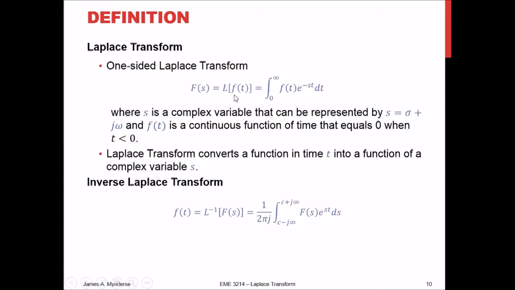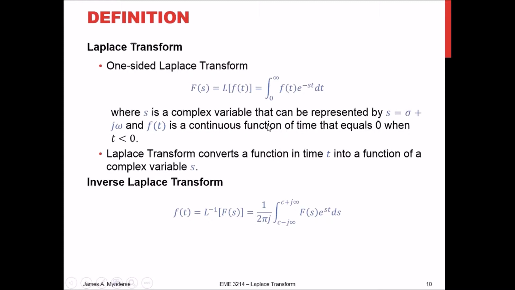So we have a function, f of t, it's a function of time, and we put that into this integral, so we multiply by this function here, e to the minus st. Okay, and then we integrate with respect to time, dt. So after the integration, this variable s will stay, this variable t will be gone.